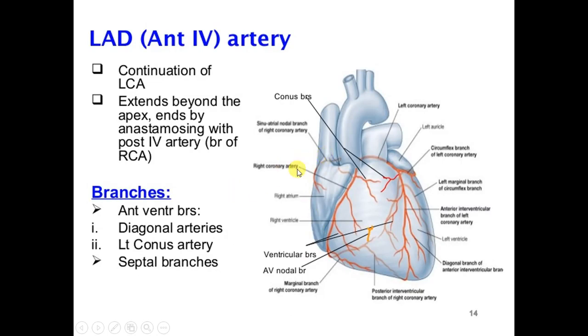So the left anterior descending is a continuation of the left coronary artery, and beyond the apex it ends by anastomosis with the posterior interventricular artery. Here you can see it reaches up to the apex. It gives off anterior ventricular branches and diagonal branches. Here you can see diagonal branches originating diagonally from the left anterior descending. The left conus artery is present in 40% of cases, and here are the septal branches which supply the interventricular septum.